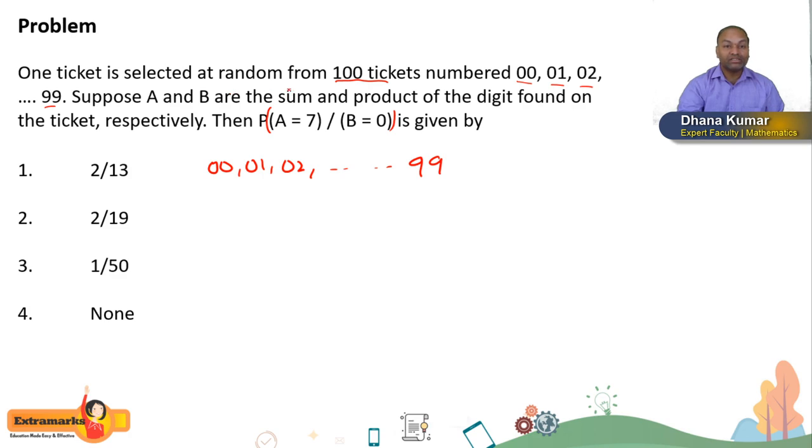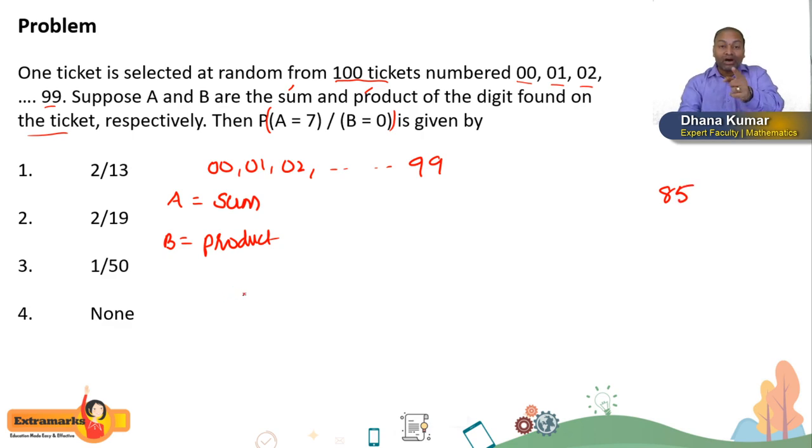Suppose A and B are the sum and product of the digits found on the ticket. Means A is what? Sum of the digits on the ticket. And B means what? Product of the digits on the ticket. Here the meaning is understood. Suppose, for example, you take one number, 85. A means what? Sum of the digits on the ticket, 8 plus 5, how much? 13. So A value is 13. And B means what? Product of the digits on the ticket, 8 5s are 40. That is the meaning of this one.